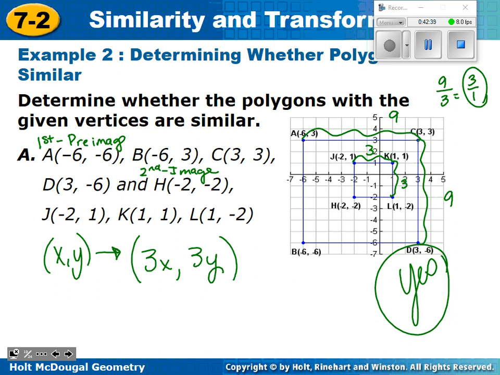Okay, last thing is what happens if there's more than one. So here's what I want to show you. Notice when we compare the coordinates, 3 to 1 is 3 times bigger. -6 to -2 is 3 times bigger. If you were to draw all these lines in, image to pre-image, they're all crossing at the origin. Okay, so let's look at one that doesn't have that characteristic really quickly.